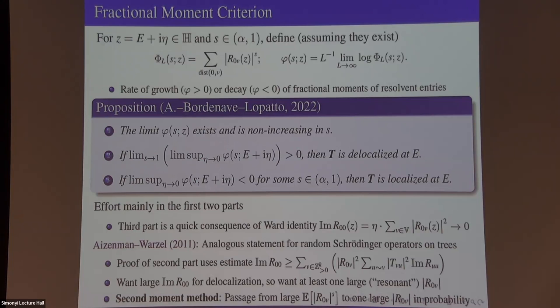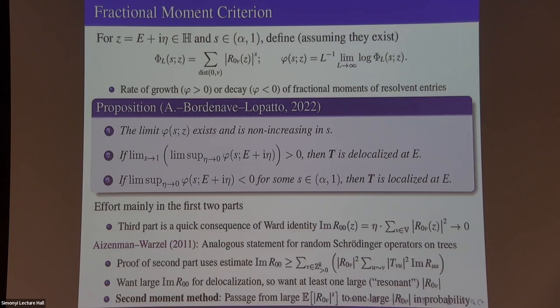And whether this is positive or negative is distinguishing between localization and delocalization. So if this thing is strictly positive, then your operator is delocalized at E. And if this thing stays negative for all S between alpha and 1, then you're localized at E. So that's the statement, distinguishing localization from delocalization in terms of these somewhat inexplicit fractional moments.